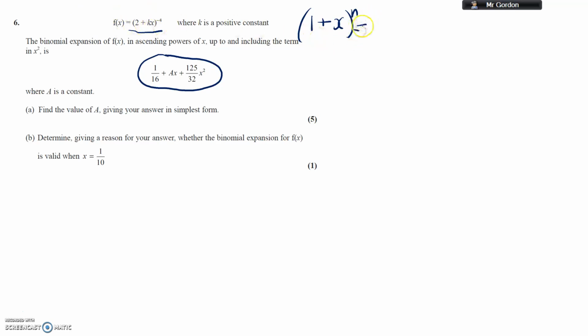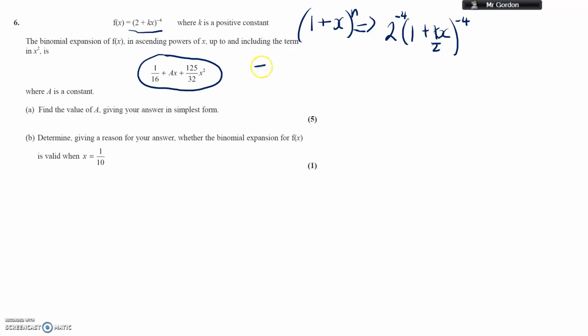So, to get it in the right form, we're going to have to factor out a 2. And then we'll have 1 plus kx over 2 to the minus 4. But when you factor out the 2, we also have to take out a minus 4 with it, okay? Then we are basically formula driven, aren't we?